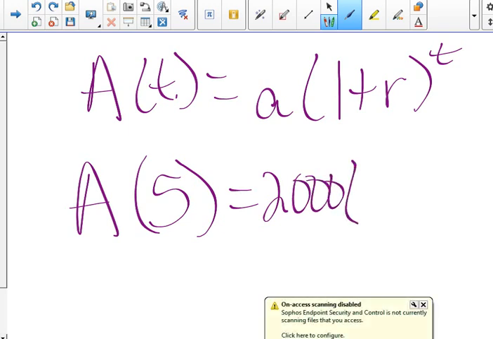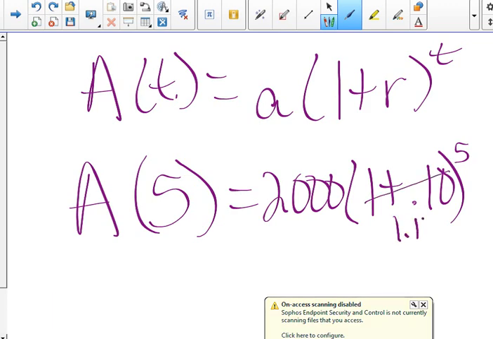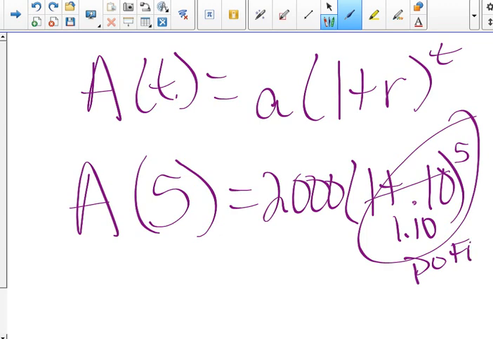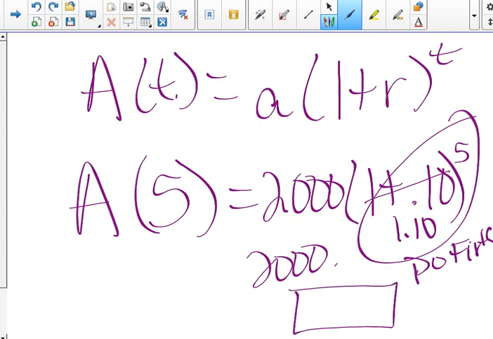Now 1 plus, and how much are they growing? 10%. So that's going to be 0.10. And the t again, what's our time? 5. Okay, so now when we do this, what's 1 plus 0.10? It's going to be 1.10, right? So what you want to do first in your calculator is take 1.10 to the 5th power. Do that first. And then multiply that answer times 2,000. And then write your answer. Box it, and you're done.